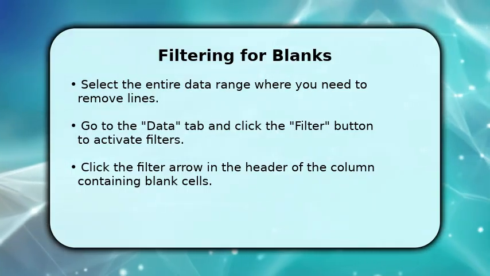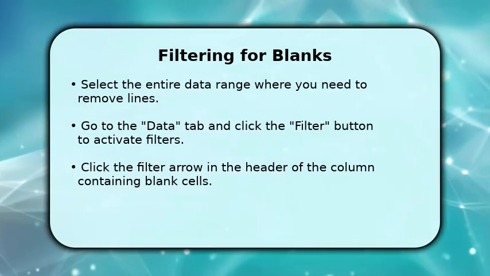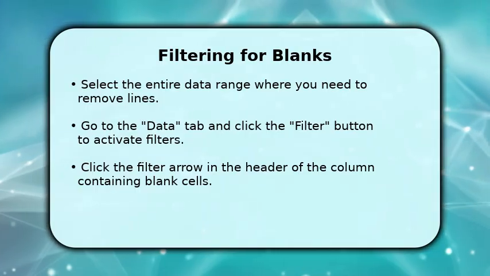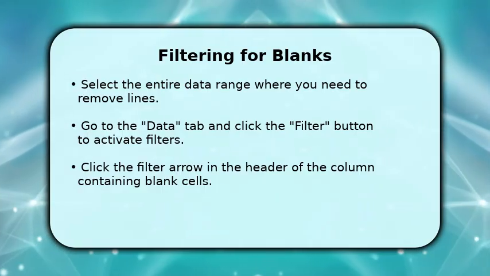Now, click the filter arrow in the column where you expect to find blank cells. From the drop-down menu, uncheck Select All and then select only the Blanks option. This will hide all non-blank rows.